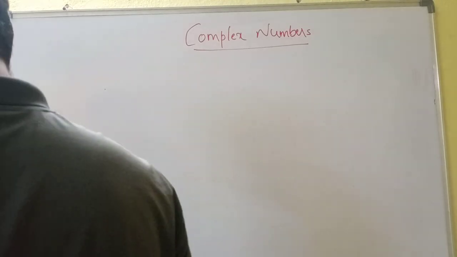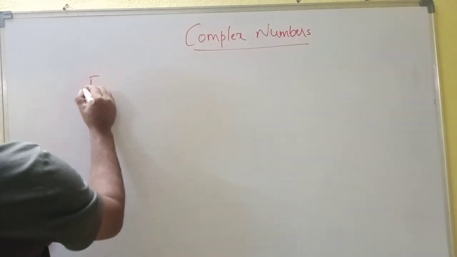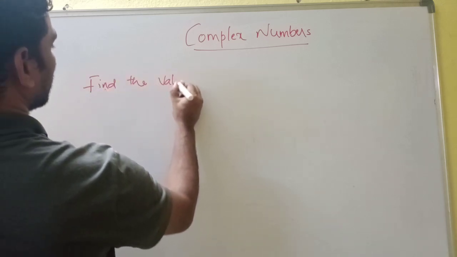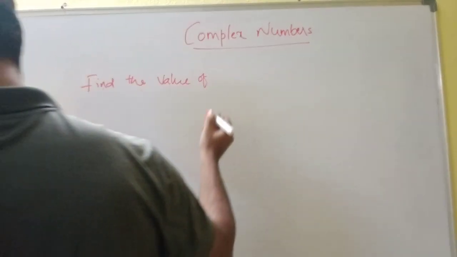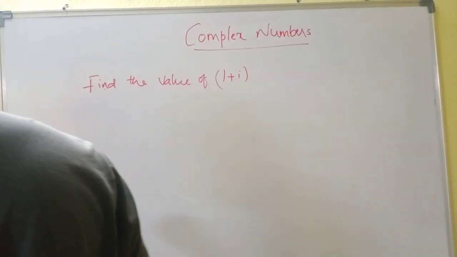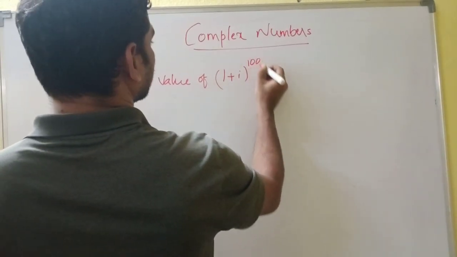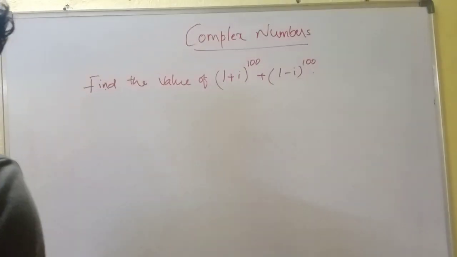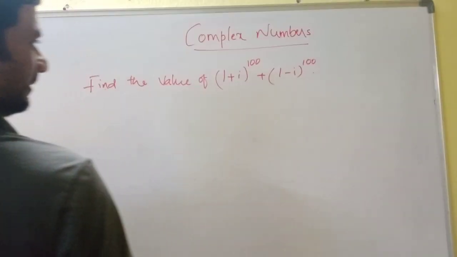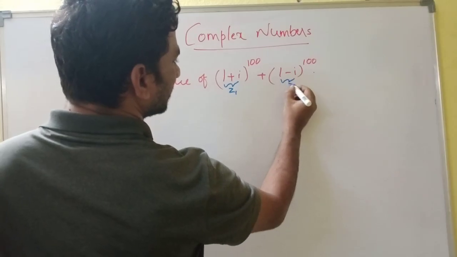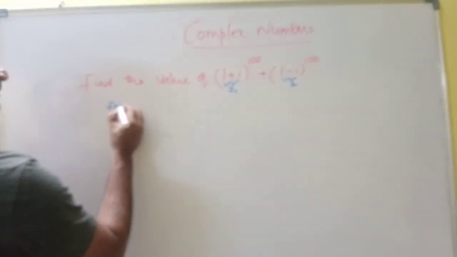Here is one question: find the value of 1 plus i power 100 plus 1 minus i power 100. How can we solve this problem? First let us find the arguments. Let us take this complex number as Z1 and this complex number as Z2.